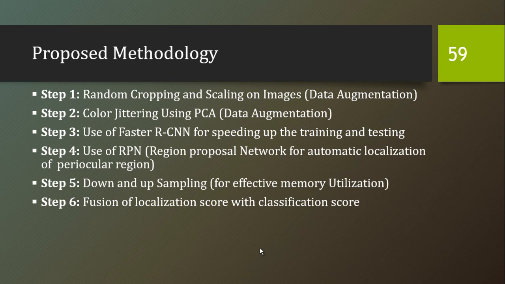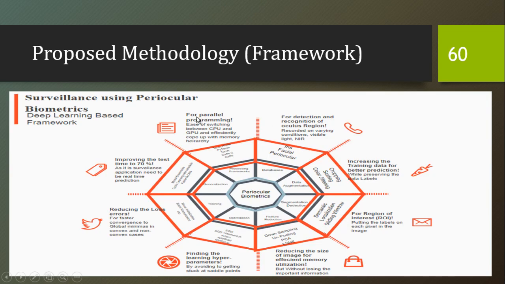Down and up sampling for effective memory utilization. Fusion of localization score with classification score. This is the framework I have also made for future direction. If someone wants to pursue their research work in this periocular region, I have provided a detailed map from which you can go clockwise, and then you can pursue your own research in this area, using the deep learning framework.